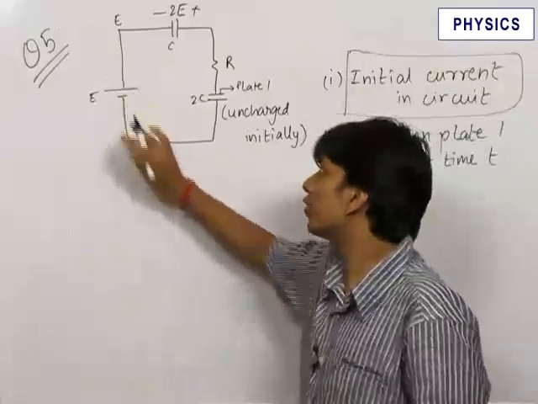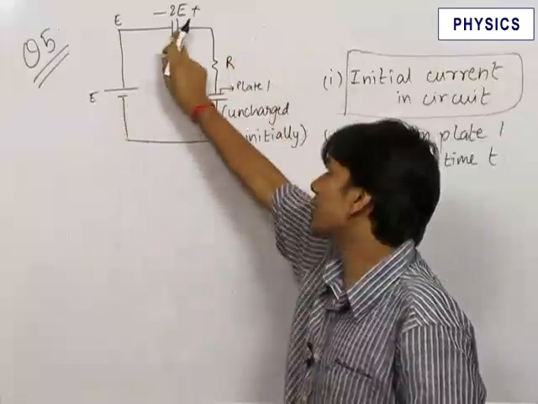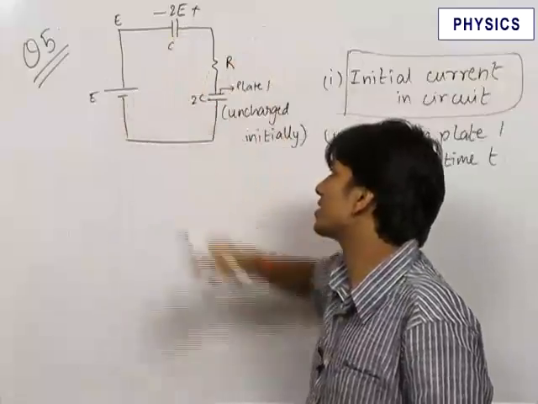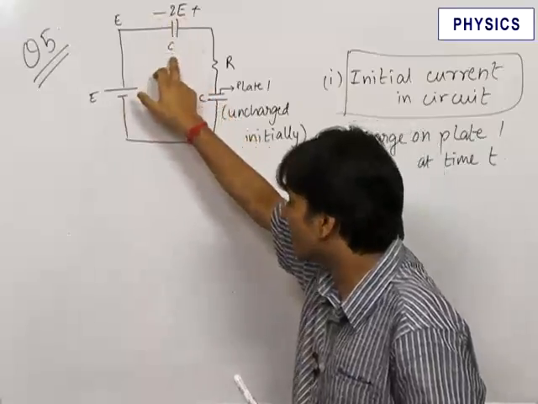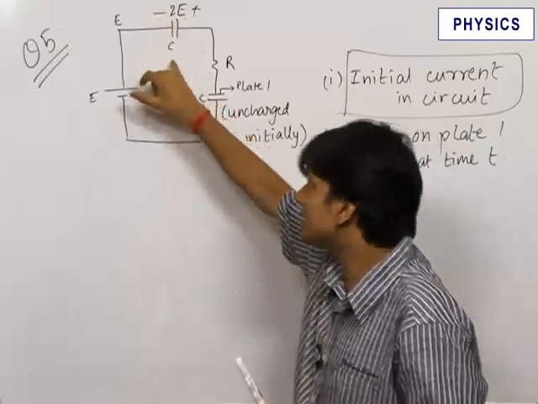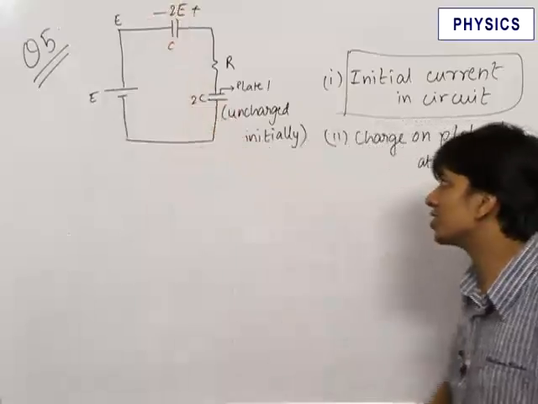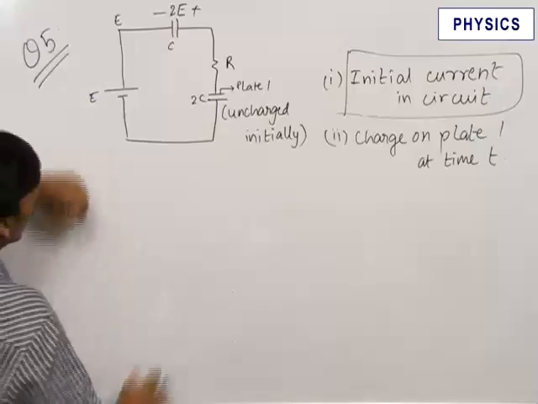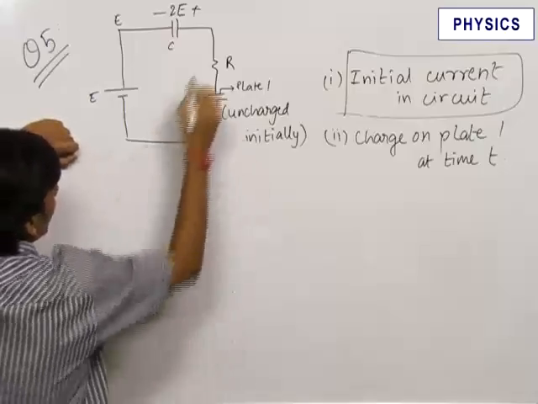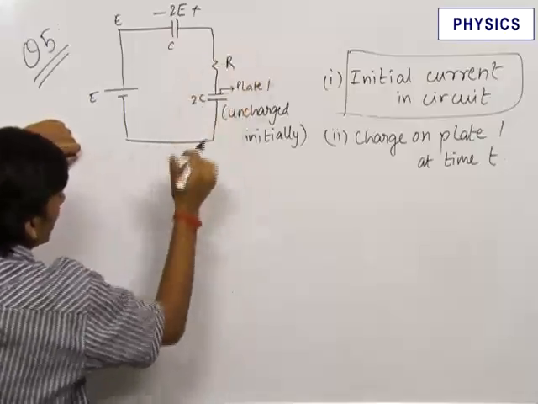The circuit has a battery of EMF E, a resistance R, this capacitor has capacitance C, and this capacitor has capacitance 2C, and there is a potential drop across this resistor. This capacitor initially has some charge, and this capacitor is uncharged initially. We need to find out the initial current. So for finding the initial current, you should think of finding the potential difference across the resistor first.